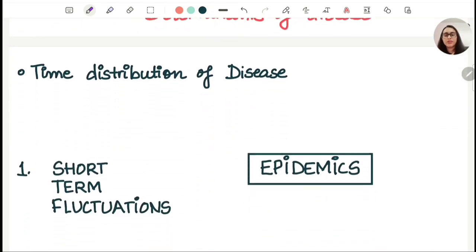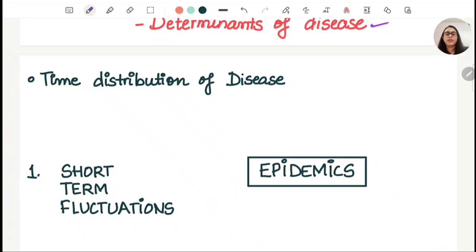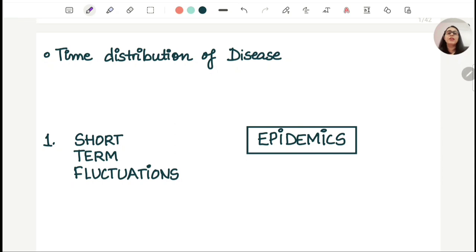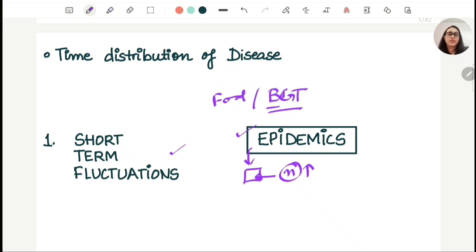Now, talking about the time distribution of the disease, it can be either short term, long term or periodic fluctuation, that means disease occurring in a period of time. Short-term fluctuation means a disease that is occurring for a short duration of time. It is also known as an epidemic. So an epidemic is the occurrence of cases of an illness in a community or in a region which is in excess of the normal. Short-term fluctuation can be food poisoning or the Bhopal gas tragedy, since this tragedy occurred over a very short duration of time.